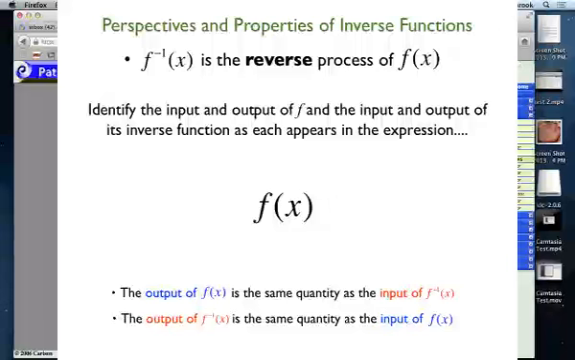The output of G when the input is 0 is 2. But now that 2 is also the input of G again, right? It's the input of G again. So we go to here, -1.